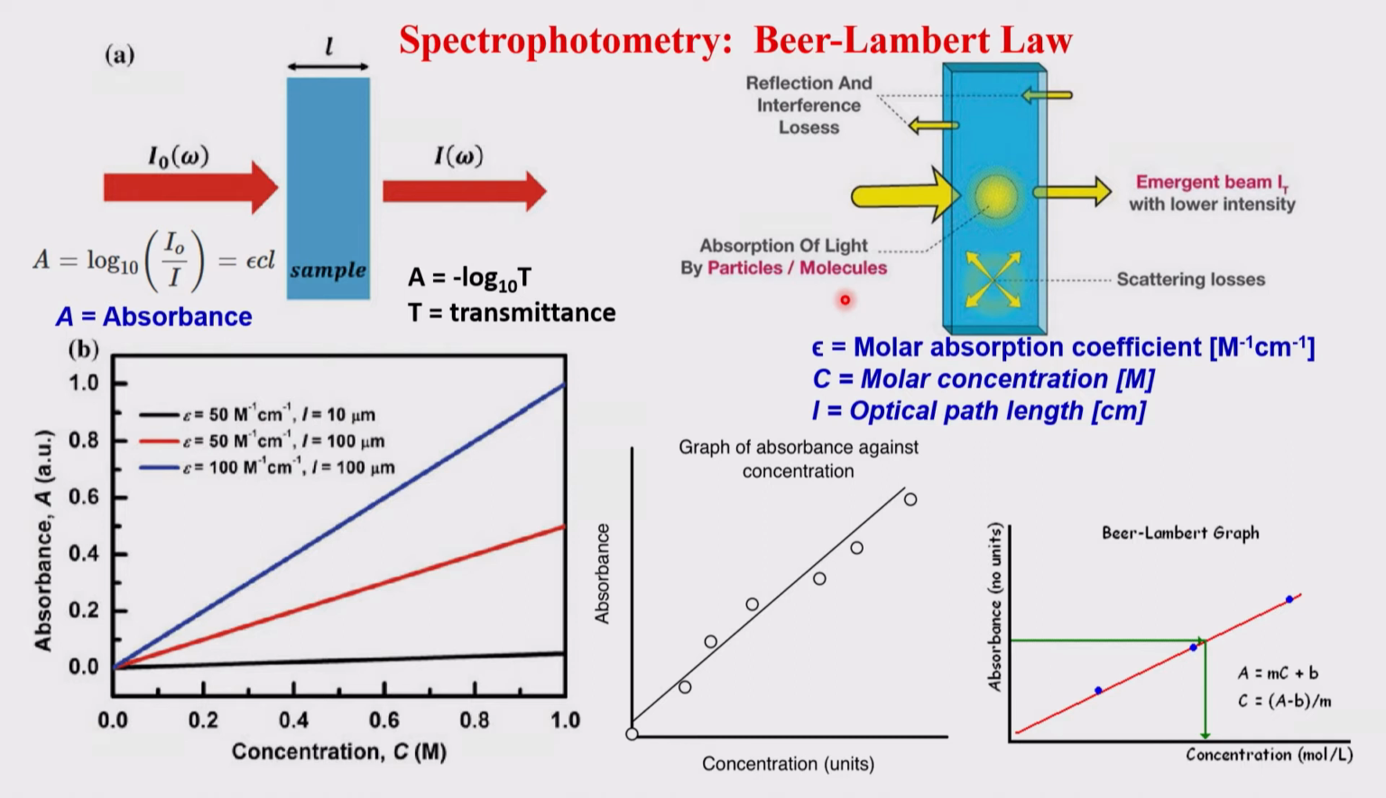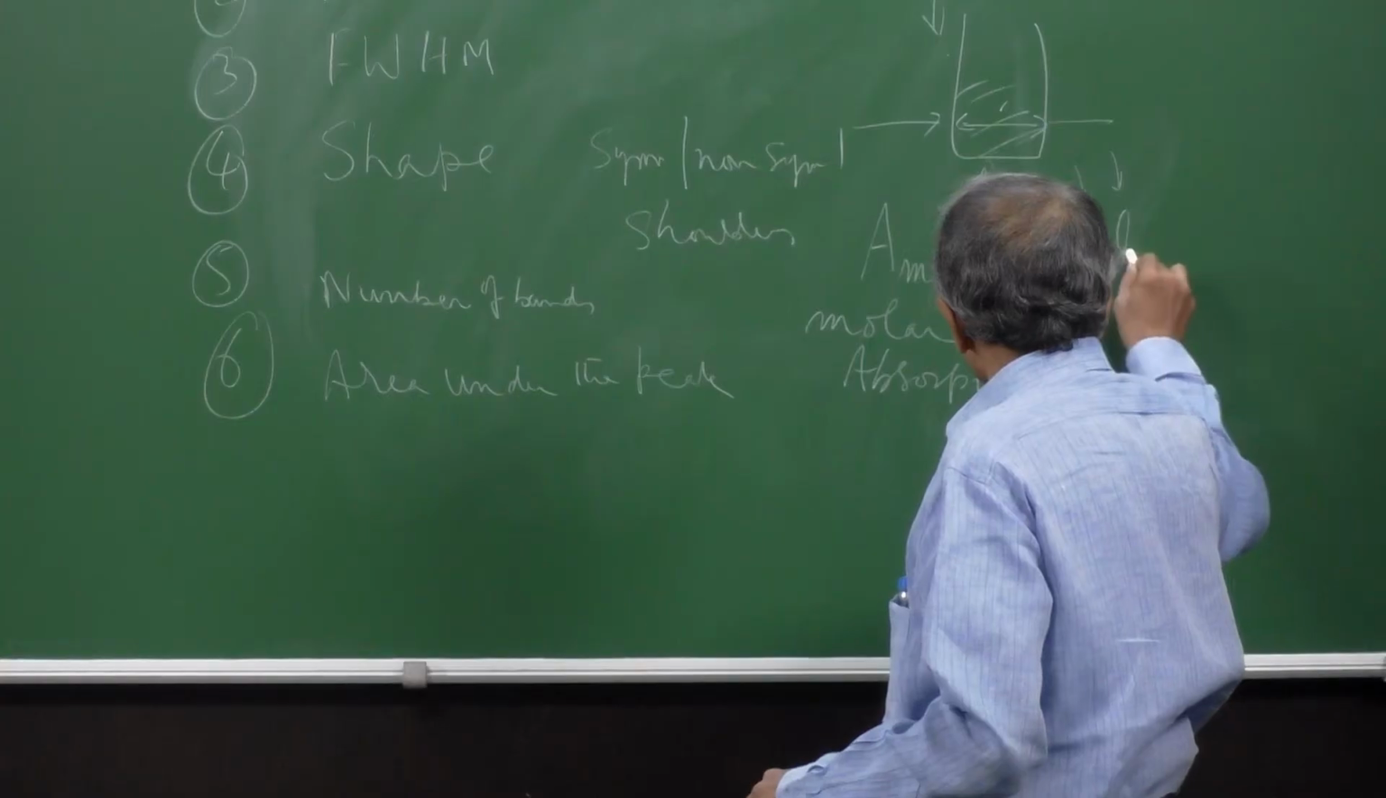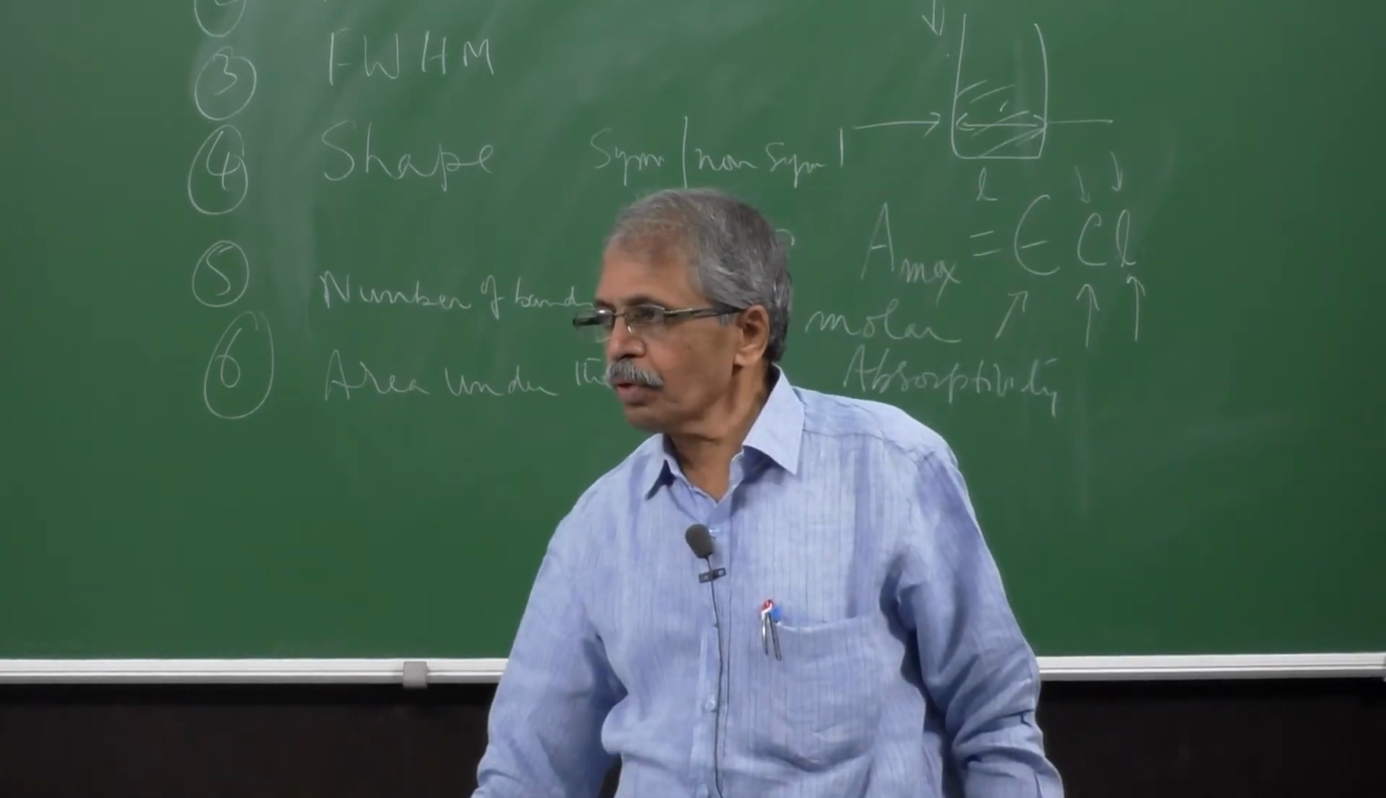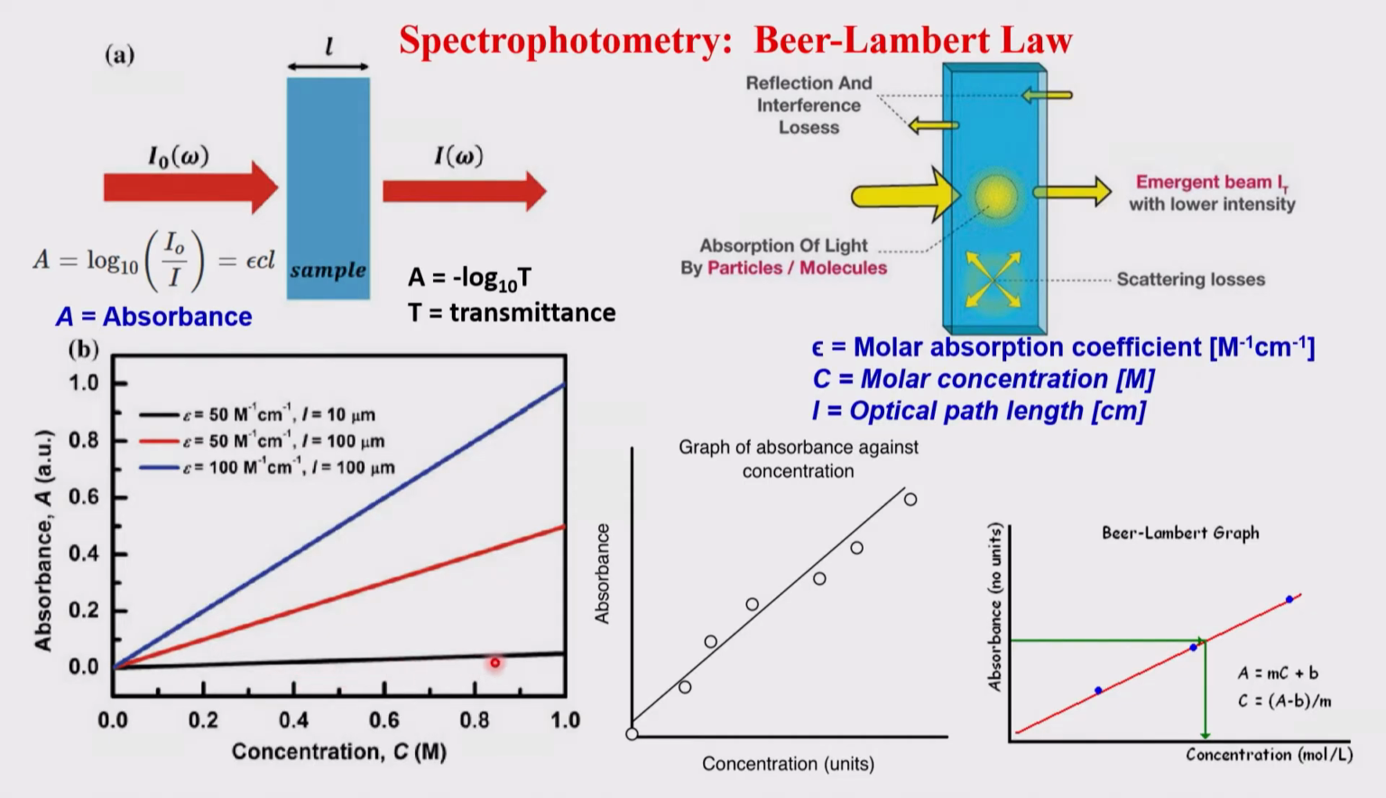We talked about the epsilon C L. Any one of these changes, obviously your total absorbance will change, and that is what is shown in this particular graph as an experimental kind of thing. Let us take one of them, this black one.